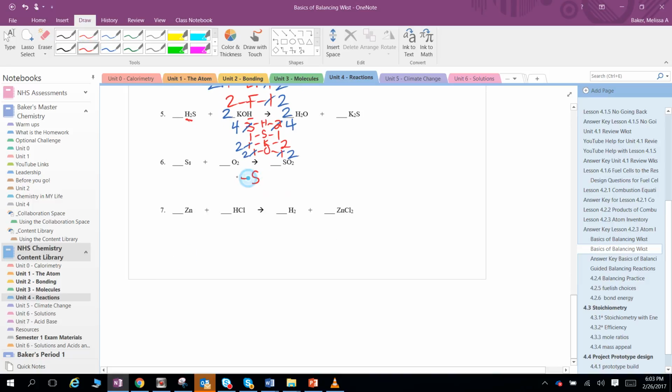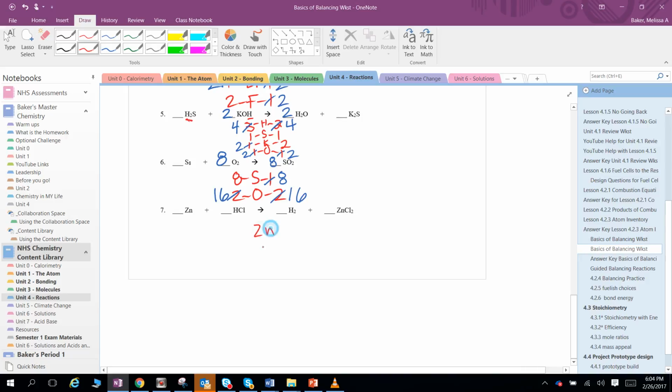Number 6, I've got 8 sulfurs on the left, 1 on the right, 2 oxygens on the left, and 2 on the right. But my sulfurs are way out of whack. I've got to have 8 on the right. So I can put an 8 there, but that makes 16 oxygens. So what times 2 is 16? I'm going to need an 8 in front of the oxygen on the left side so that now everything is balanced. 8 and 8, 16 and 16.